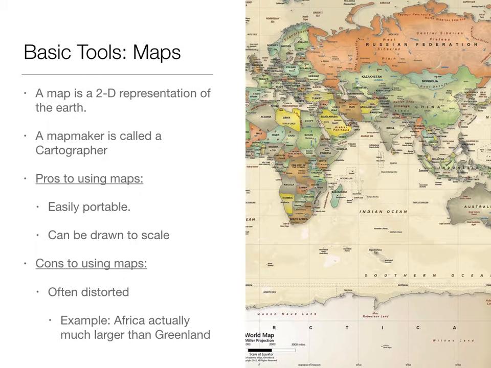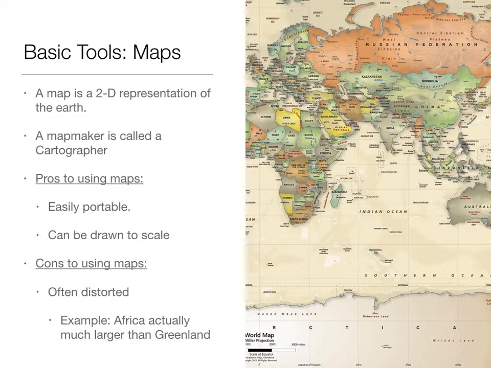The first basic tool we need to talk about is maps. A map is a 2D representation, or a flat representation, of the earth. A person that makes maps is called a cartographer. Do not get this confused with a geographer, or a person who studies geography or works in the field of geography. A cartographer is a map maker, and a different thing.